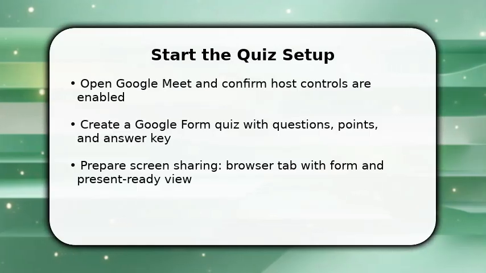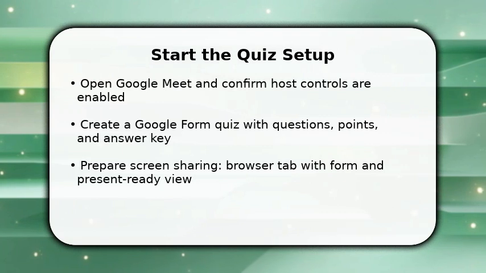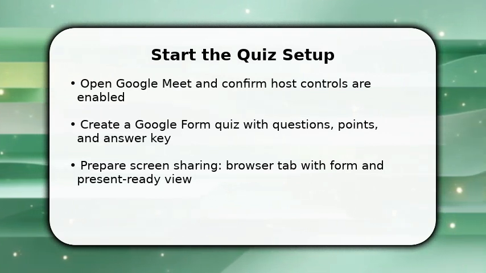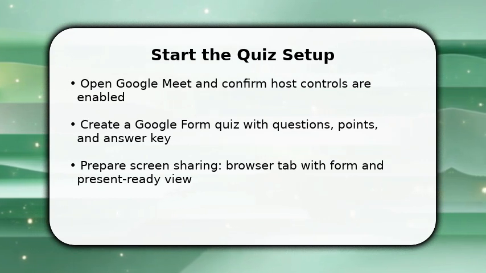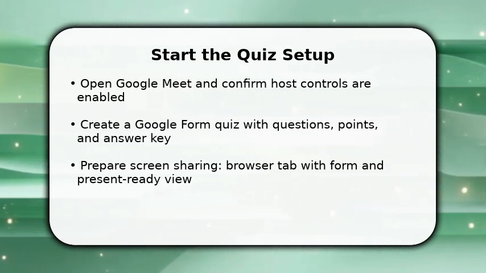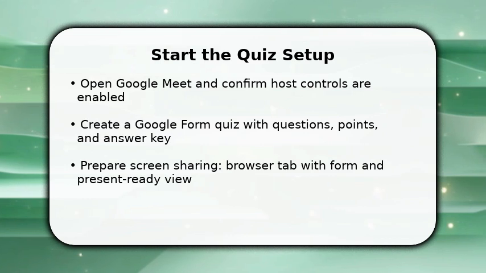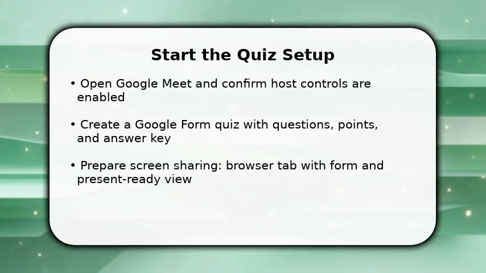You begin by building the quiz in Google Forms so questions, correct answers, and point values are ready. This saves time during the meeting. Once done, join the meet as host and enable participant permissions you need. Make sure to test the form in preview mode and have a separate tab open for sharing.